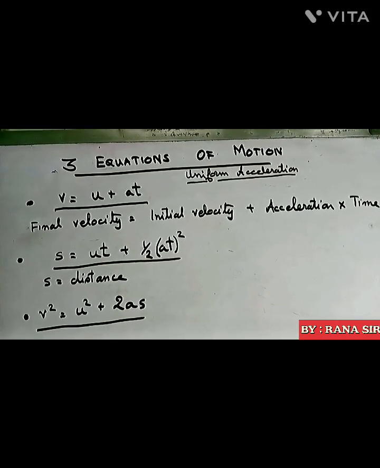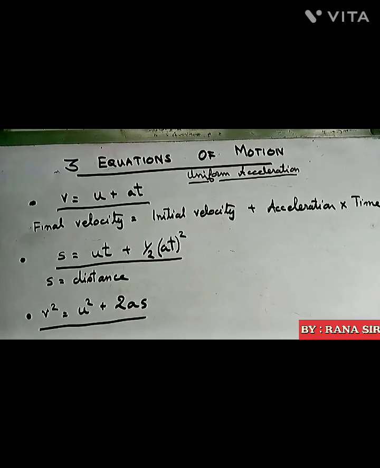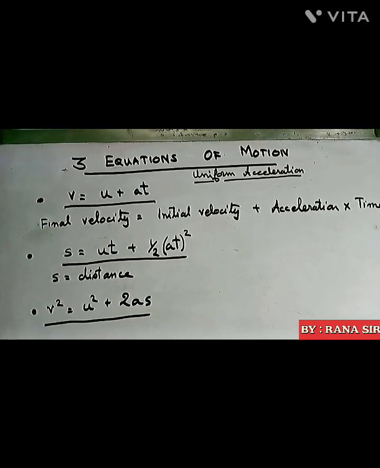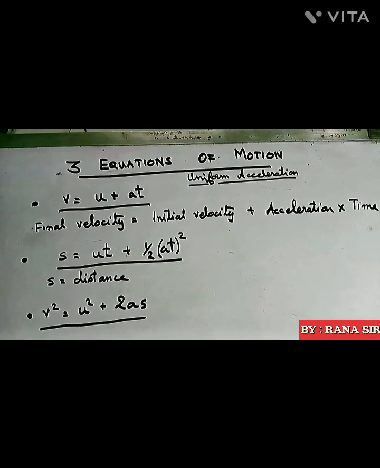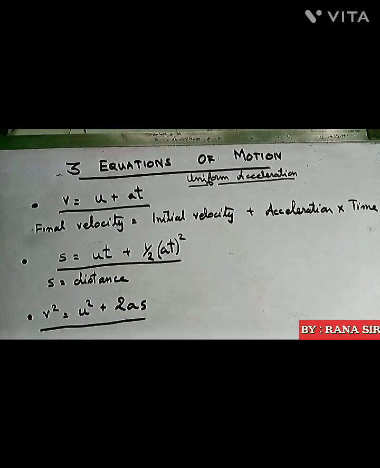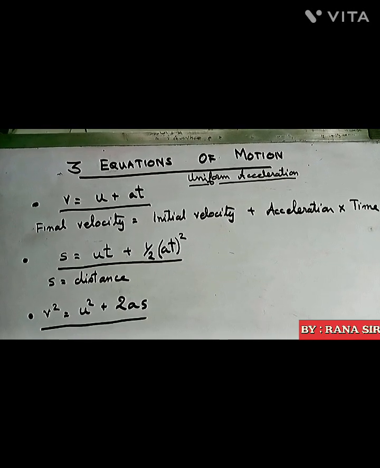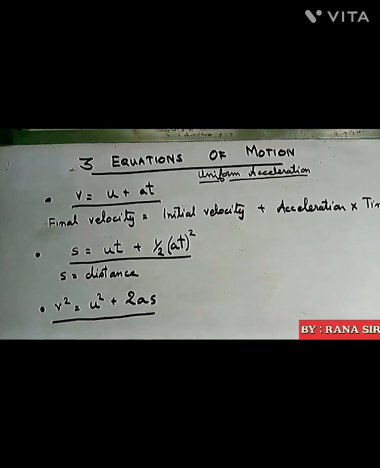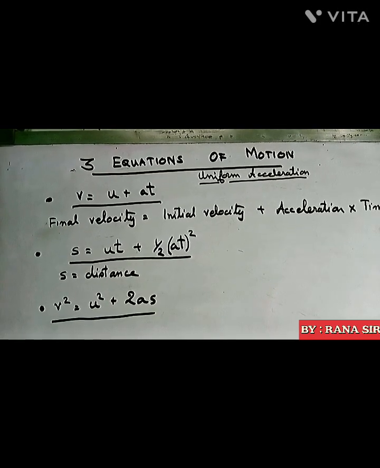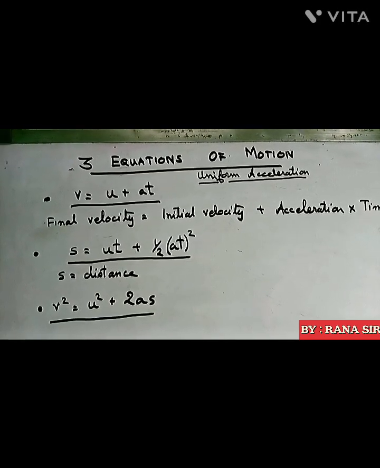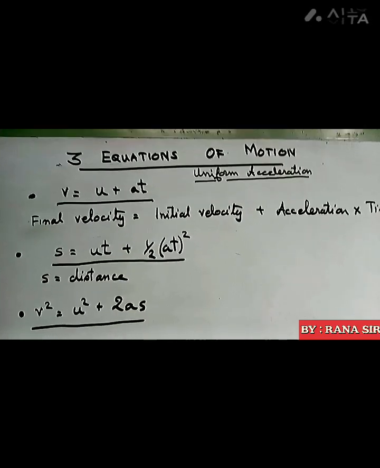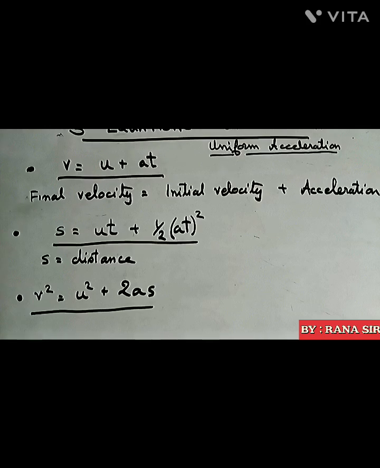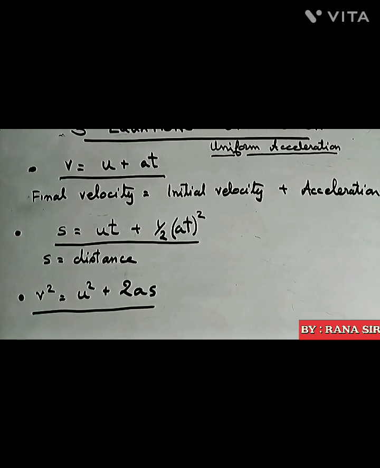So we come to the end of the session or chapter, ending with 3 equations of motion, which are based on uniform acceleration, not non-uniform acceleration. These 3 equations of motion for uniform acceleration have to be learnt by heart. The first equation says that v is equal to u plus at. V is final velocity equal to initial velocity plus acceleration into time. Second is s equal to ut plus half at square. S is distance. Third is v square equal to u square plus 2as.